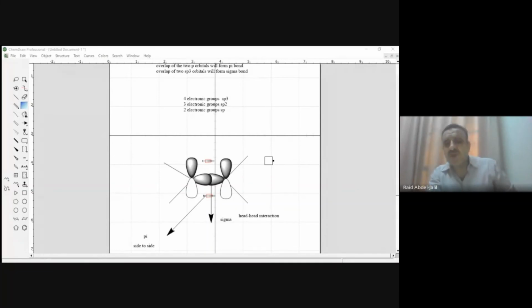The name of the molecular shape is triangular planar. Triangular planar. And the bond angle in this case will be actually 120 between any two bonds, or in between any three atoms of this molecule. Is that clear?